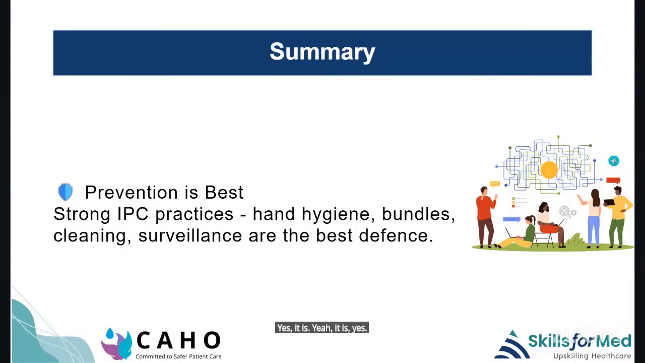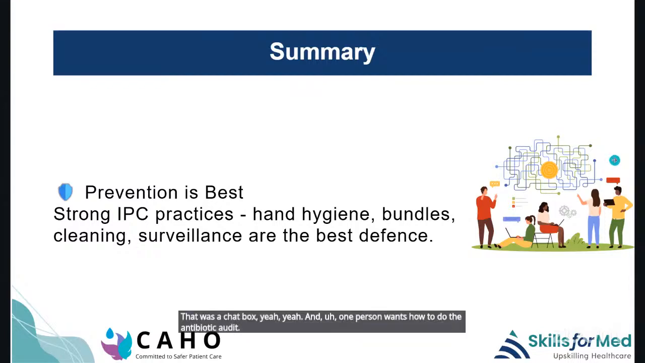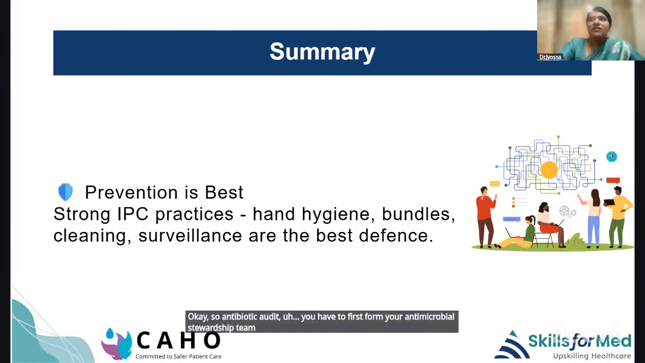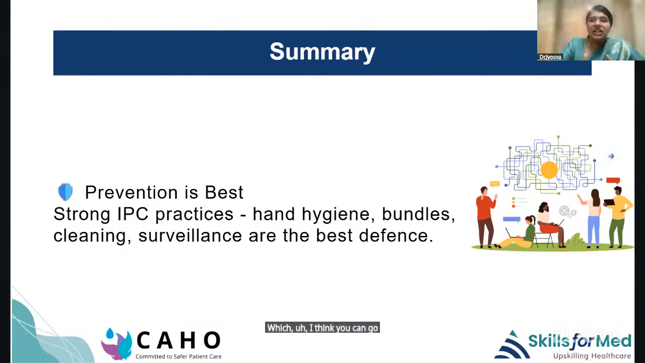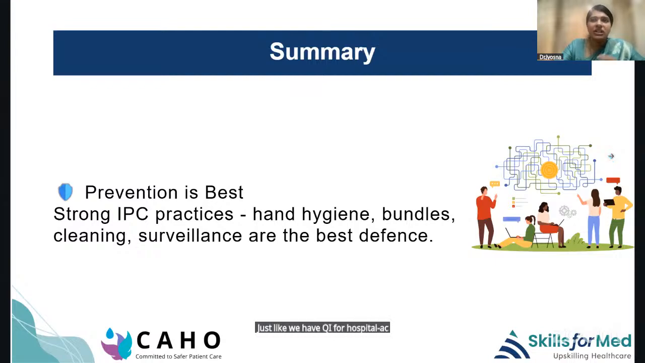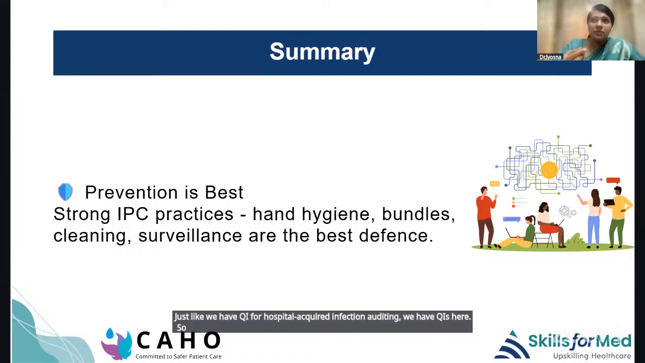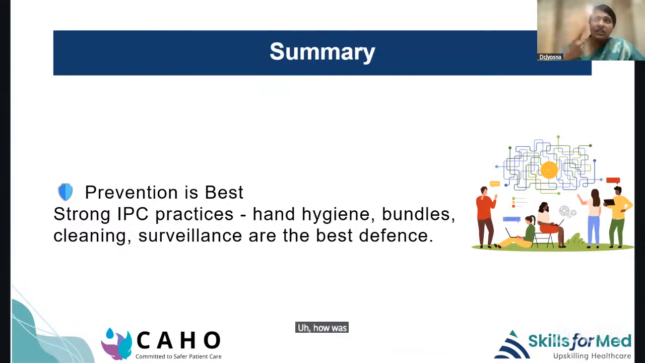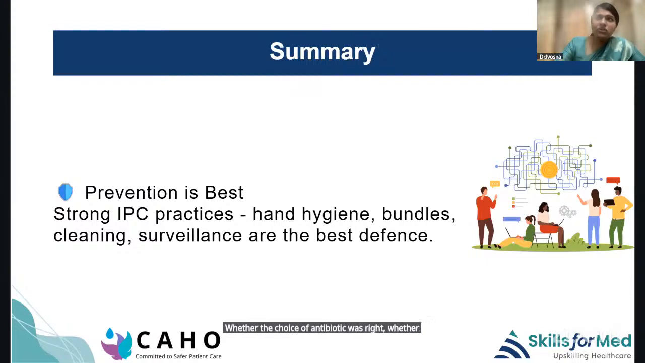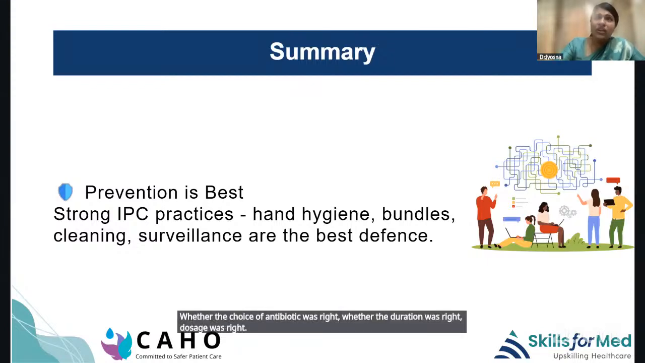And one question on how to do the antibiotic audit. Okay, so for an antibiotic audit, you have to first form your antimicrobial stewardship team. But I would say, when it comes to antibiotics, there are QIs, just like we have QIs for hospital acquired infection auditing. For example, whether the dose is given correctly, whether the antibiotic duration is proper. First, it starts from choice, whether the choice of antibiotic was right, whether the duration was right, dosage was right, whether renal modifications were done.